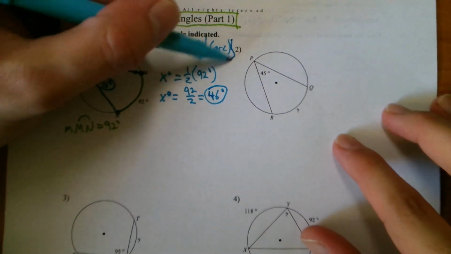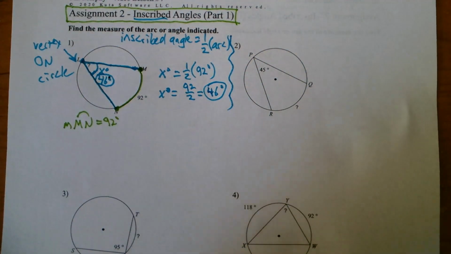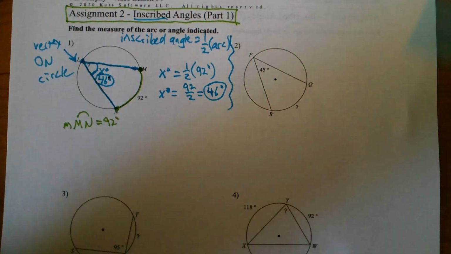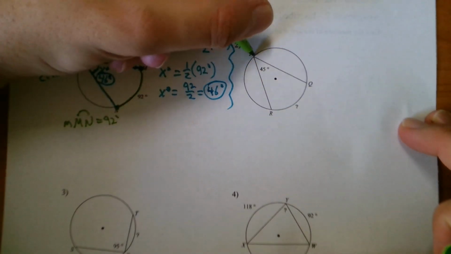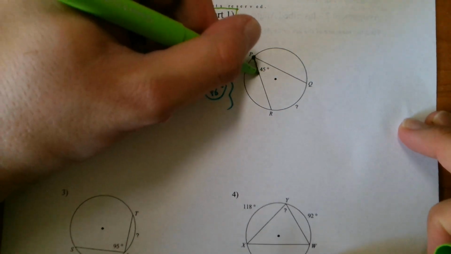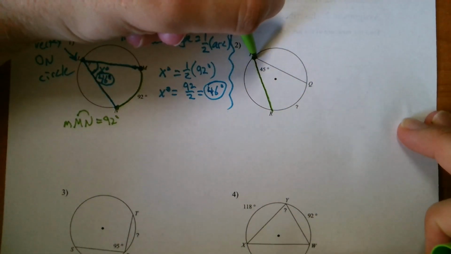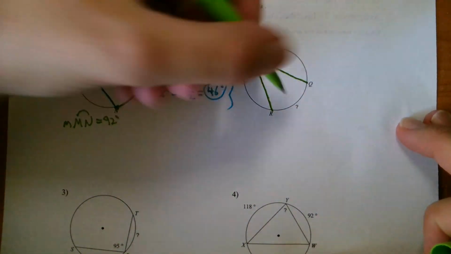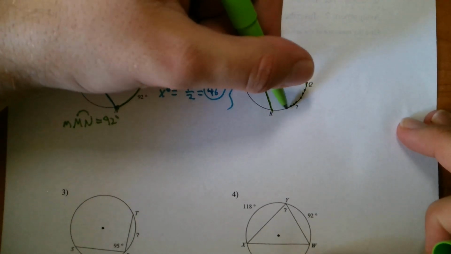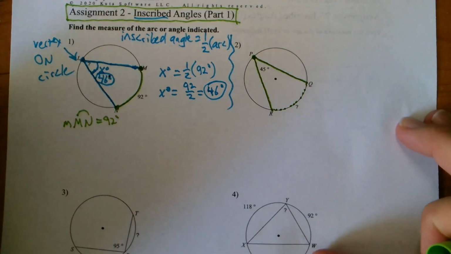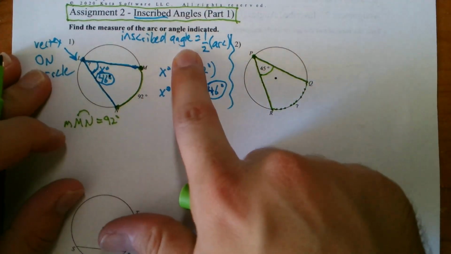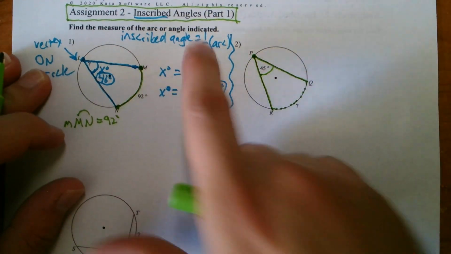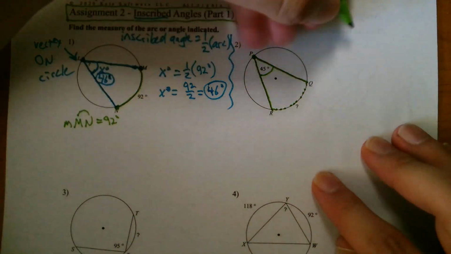Alright, that's it for example number 1. Let's go ahead and look at example number 2. Example number 2 is the same idea. I see another inscribed angle here. This time, however, we know the measure of the angle, and we want to find the measure of that arc right there. So I can still use this equation here, inscribed angle equals half of arc, to help me. All I need to do is kind of work backwards a little bit.